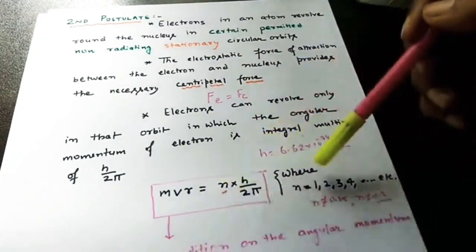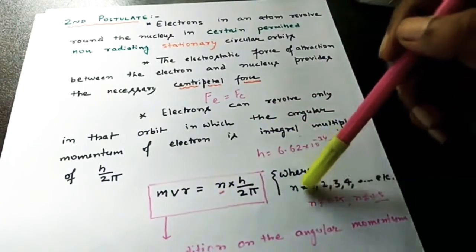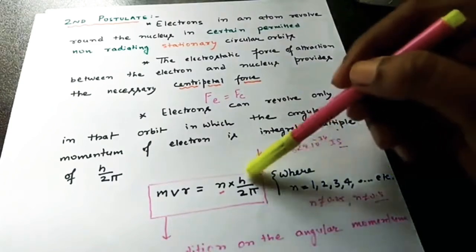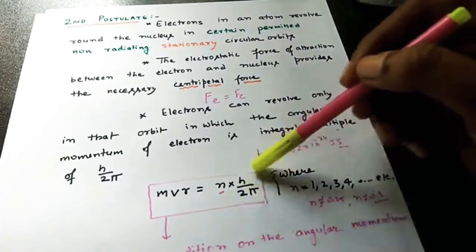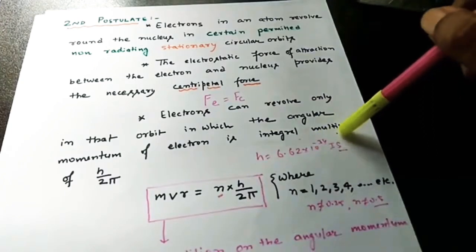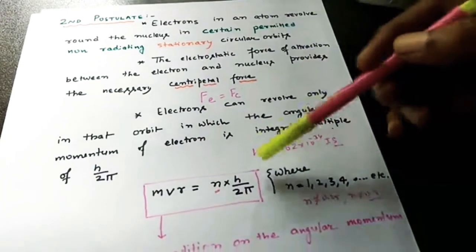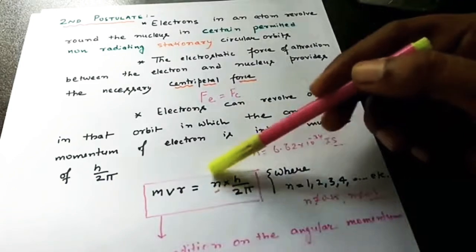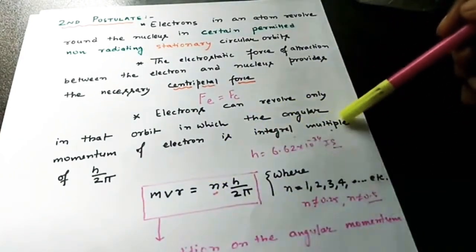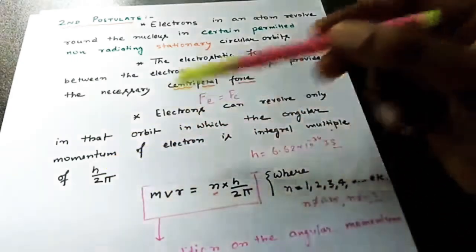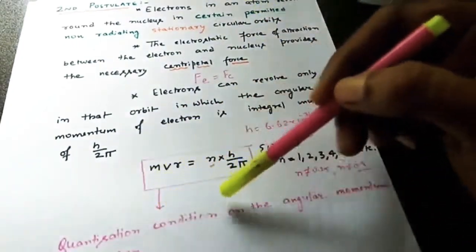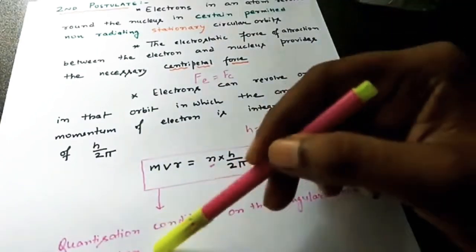Here n is a number, an integral number. It can have a value 1, 2, 3, 4, etc. And h is the Planck constant. It has a value 6.62 into 10 to the minus 34 joule second. And n cannot have a fractional value. That's why it has been told integral multiple of h by 2 pi. And this condition is known as the quantization condition on the angular momentum of the electron.